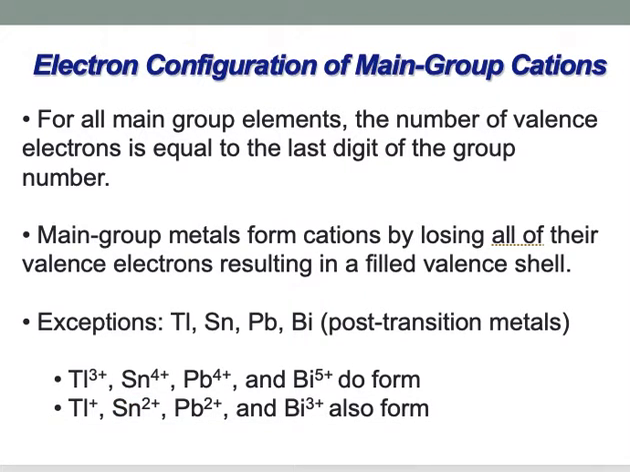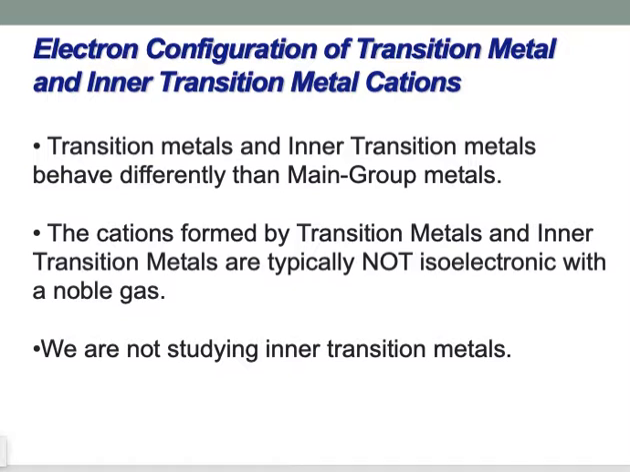Okay, going on. The transition elements and the intertransition elements behave differently than the main group elements. We can easily predict our main group elements. Transition and intertransition elements we have to kind of memorize. They're just harder to do. So they're not typically isoelectronic with a noble gas, and we are not studying any of the intertransition metals. You'll just have to memorize the transition metals that I've asked you to memorize.